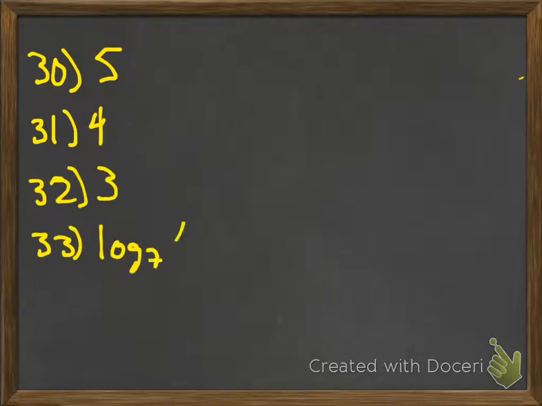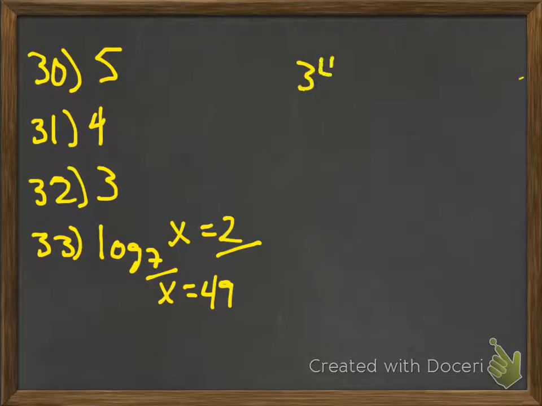Number 33, log base 7 of x equals 2. Just think, this is 7, base 7, exponent. If you say 7 squared, you'll get your answer. 7 squared is 49. 34.